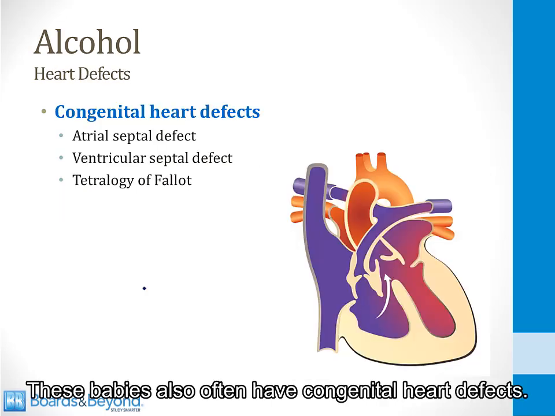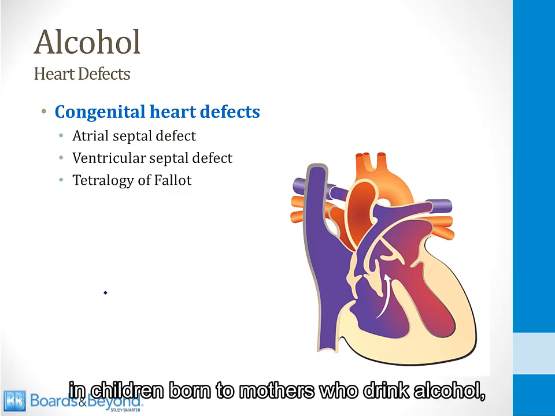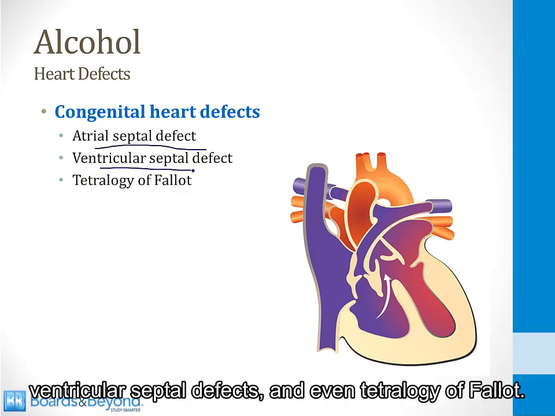These babies also often have congenital heart defects. There are lots of different defects that can occur in children born to mothers who drink alcohol, but some of them are listed on the screen here. These include atrial septal defects, ventricular septal defects, and even tetralogy of Fallot.